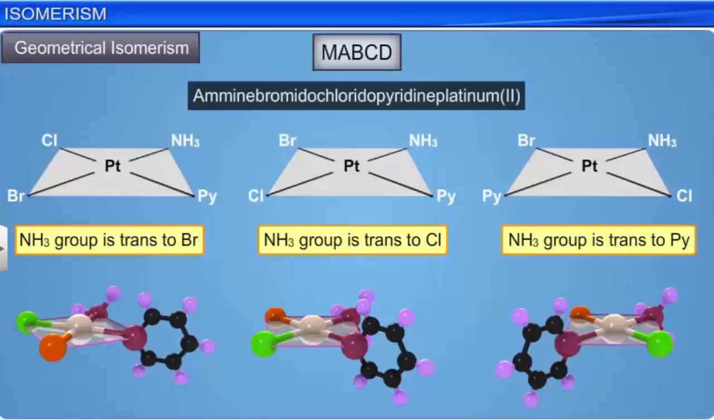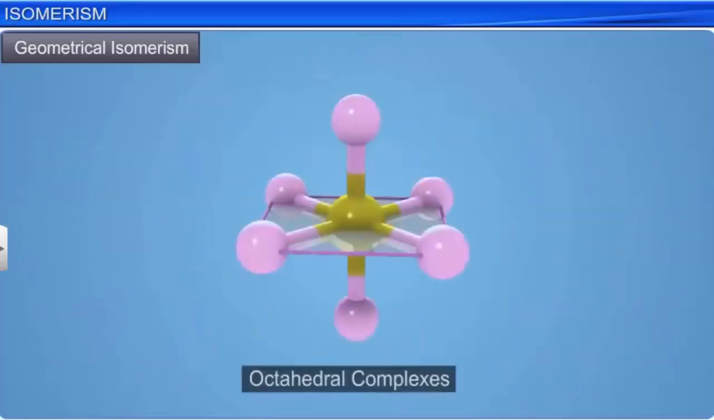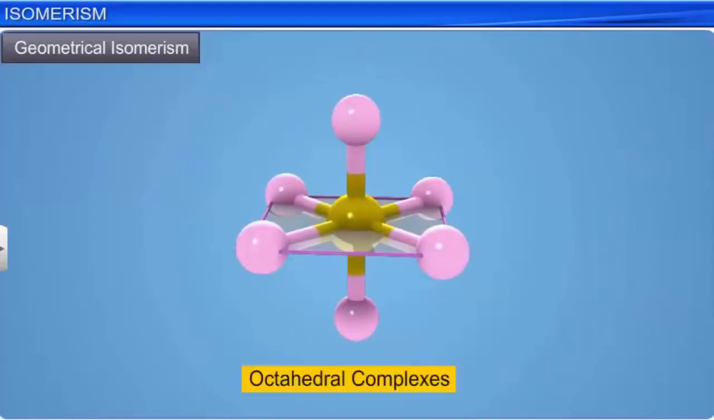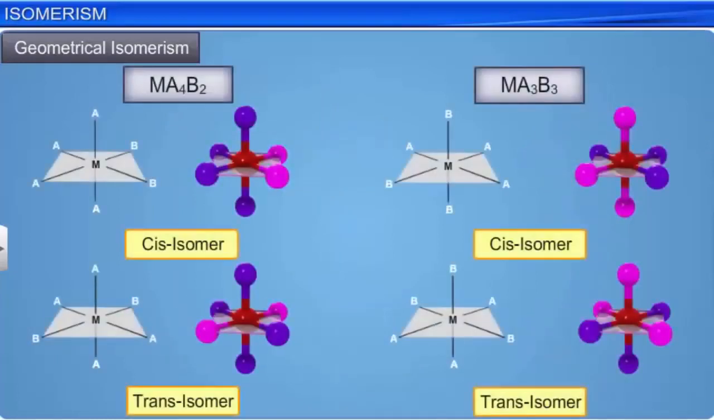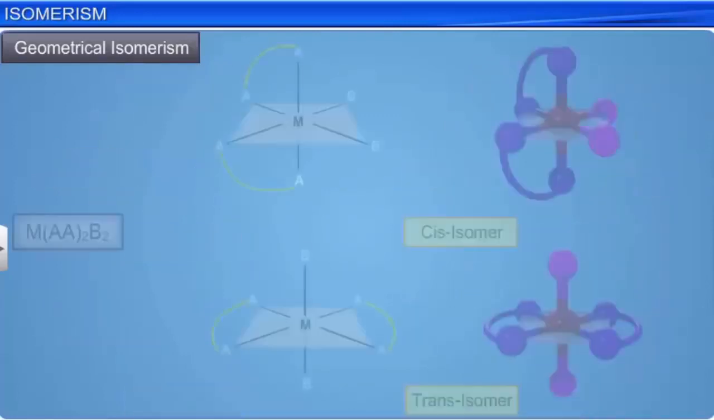Now, let's look at the geometrical isomerism in octahedral complexes. Ma6 or Ma5b types of octahedral complexes do not show geometrical isomerism. Complexes of the type Ma4b2 and Ma3b3 and complexes that have unidentate and symmetrical bidentate chelating ligands of the type M(AA)2b2 exhibit geometrical isomerism.